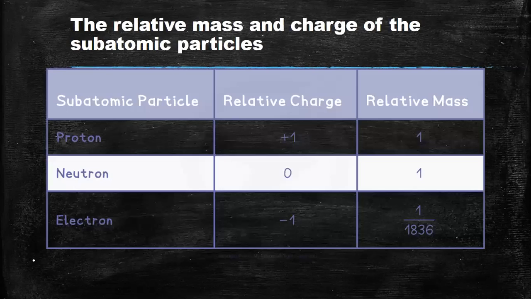This is the relative masses and charge of the subatomic particles. Proton, first of all, its relative charge is positive 1. It means plus 1. Relative mass is 1. Neutron has no charge, that is why it is noted as 0. Relative mass is 1. Electron has negative charge, minus 1 charge, and their mass is 1/1836 of the proton.